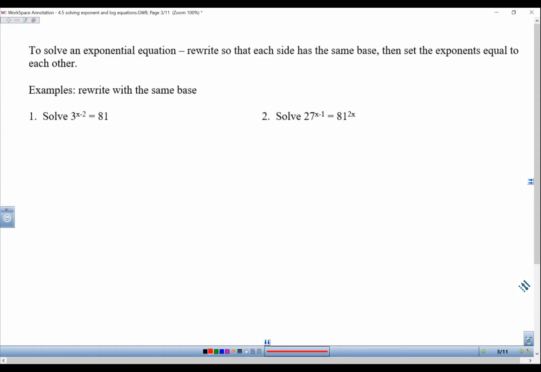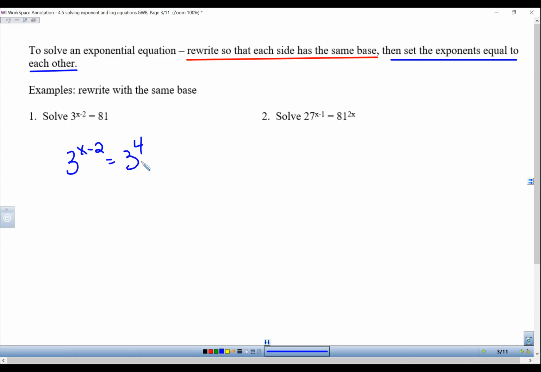All right, so here's the idea. We want to rewrite the equation so that each side has the same base. Once we have that, we can set the exponents equal to each other and solve for x. Here's our first one. We have 3 to the power of x minus 2 equals 81. Looking at these, I can't write 3 as any other value with an exponent, but 81 should be some power of 3, which it is. 81 is 3 to the 4th.